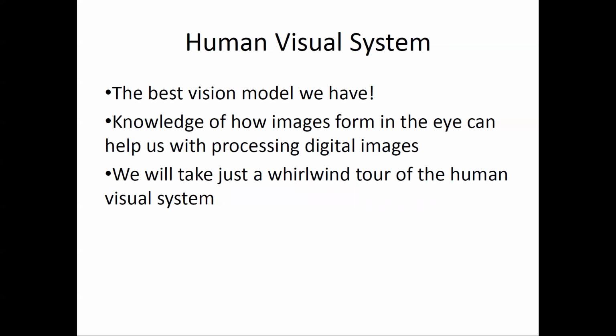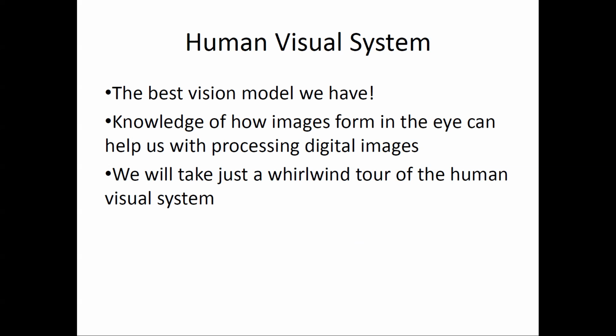Going ahead, first, let's go to the human visual system. So, this human visual system is the best vision model that we have, and you have studied that to some extent in your class 9 and 11 physics, where we had the photo of the eye. And the main thing is that here we would be discussing how images are formed in the eye, and that you have already done at your school level.